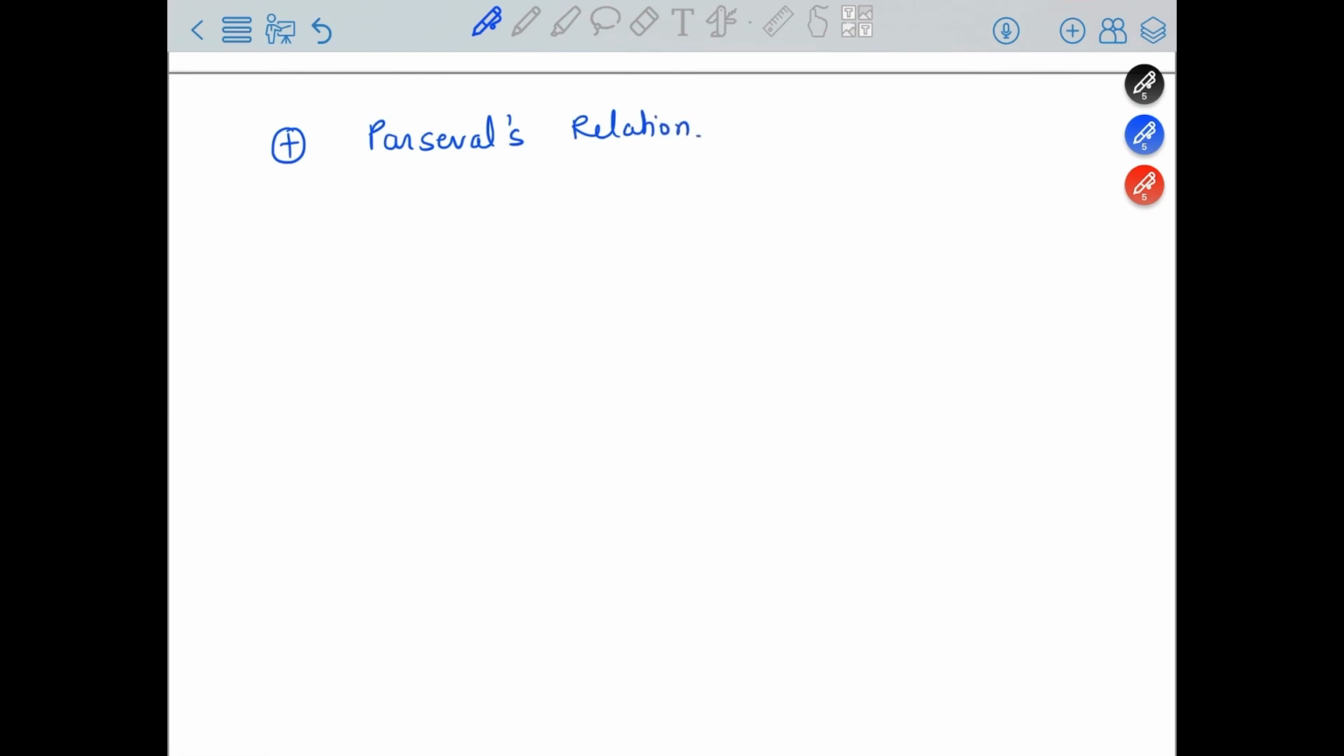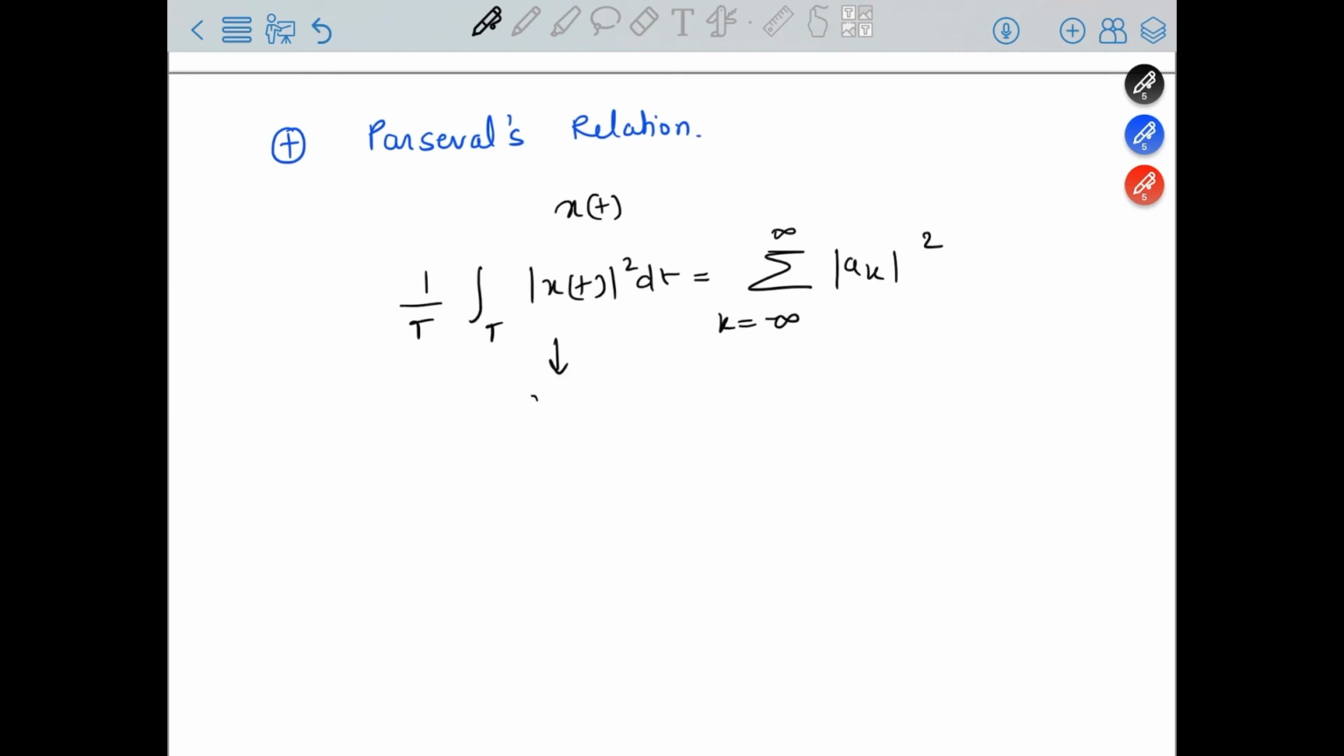So, suppose we have a signal x(t) which is periodic and has a period of T. If we integrate 1 over T, integration over a period, mod of x(t) square dt, then it will be equal to the summation k equals minus infinity to infinity mod a_k square. So, this is the property of Parseval's relation, and as we know, this quantity represents the average power.